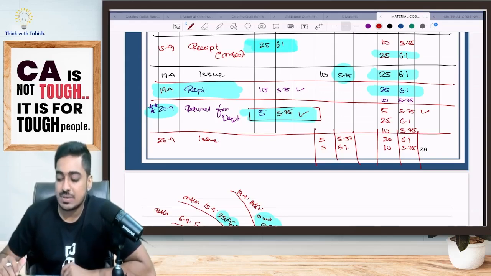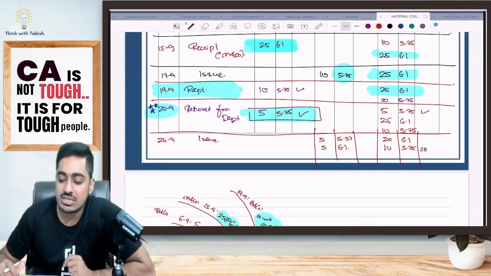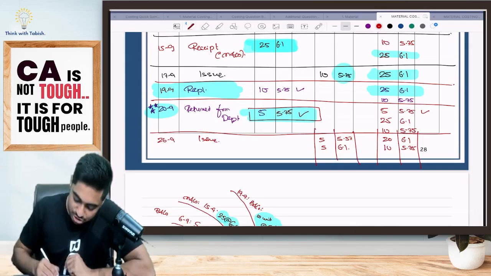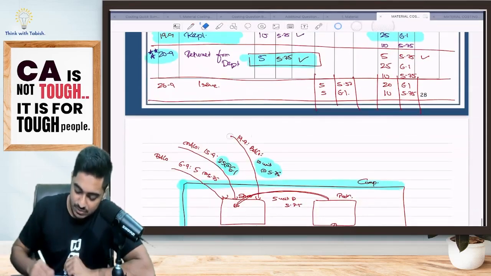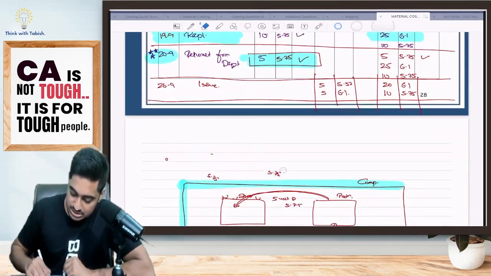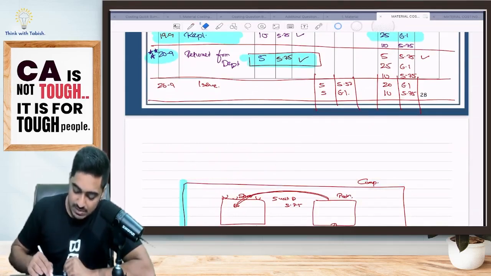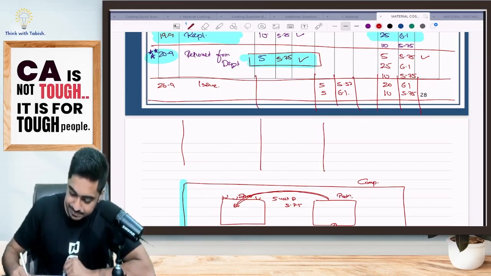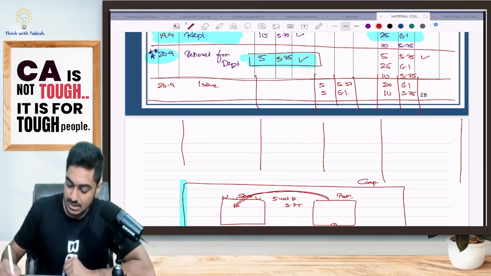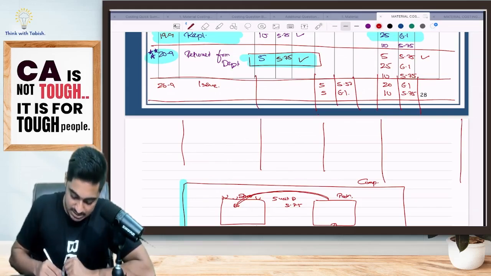On 30th of September, we have a shortage in stock taking. What kind of shortage is it? Whether the question has specified it? No, sir, it has not specified. That means we'll have to take an assumption and accordingly do it. Okay, fine. Now, what will I do? I will just finish it off here. Pay attention. What date was it? 30th of September.